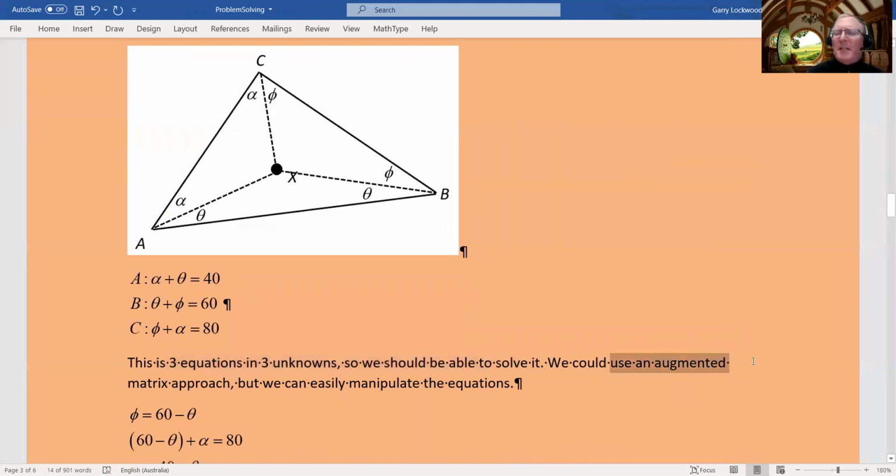We could use an augmented matrix, and first year uni students use those a lot, and they're really good, but it's a pretty simple system. We can manipulate the equations.